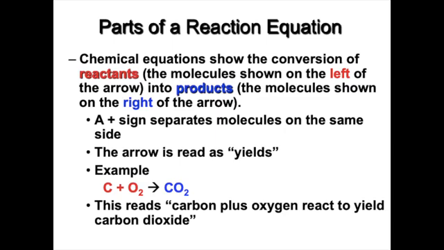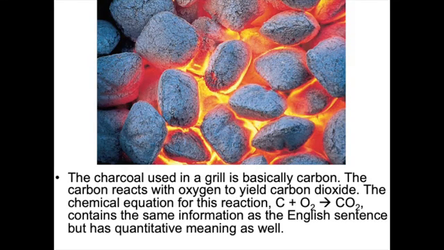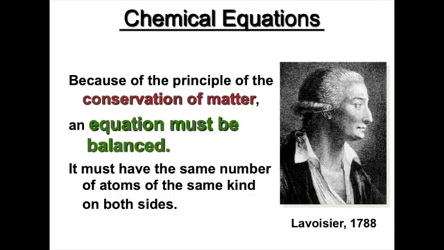Chemical equations show the conversion of reactants. We're going to have them color-coded in red, and that's going to be to the left of the arrow, into products, which are color-coded in blue. Charcoal used in a grill is basically carbon that reacts with oxygen and yields carbon dioxide. Of course, we can put that into an equation.